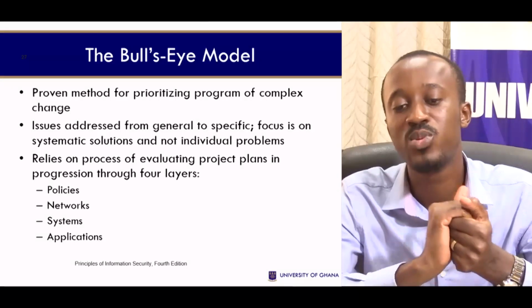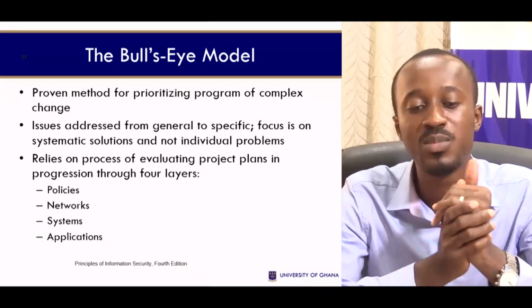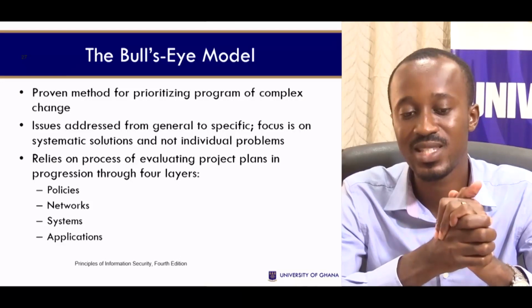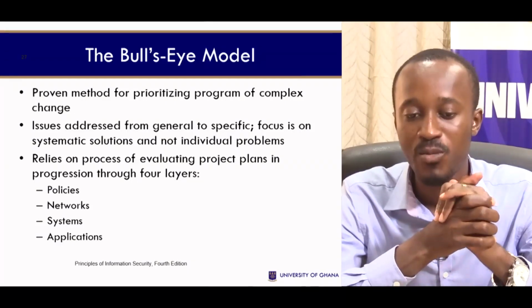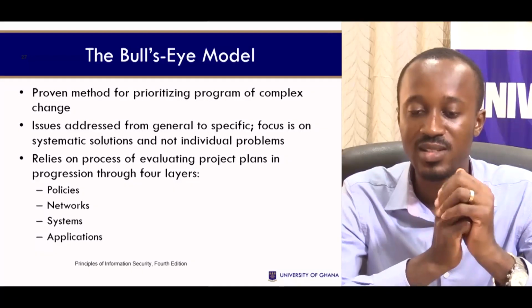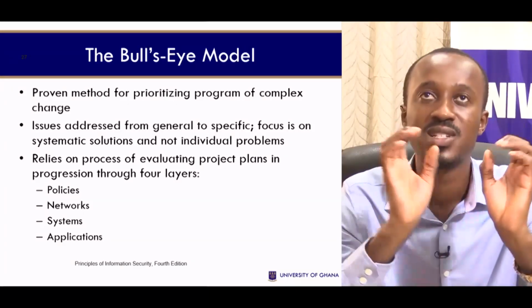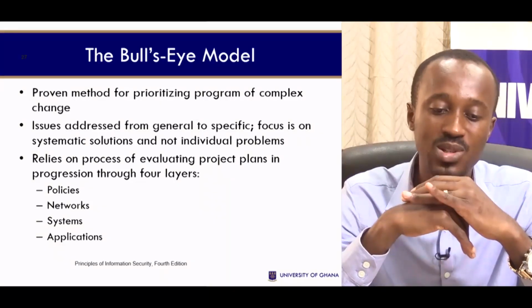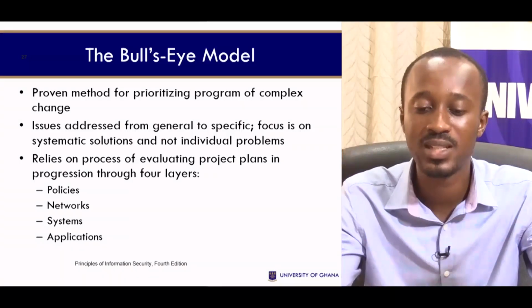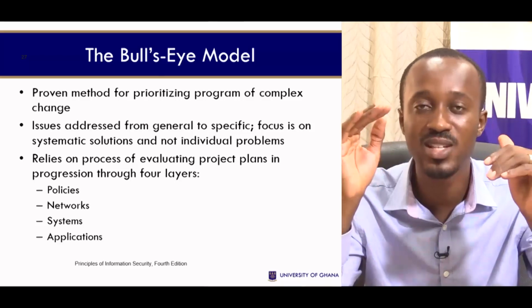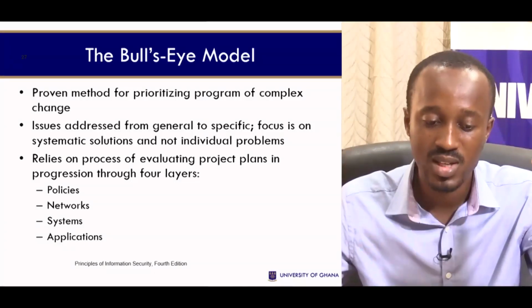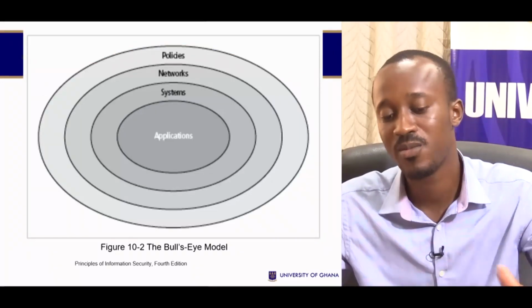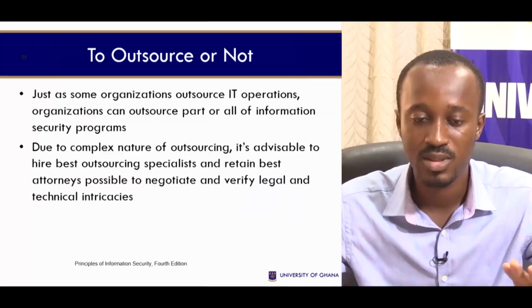We have one known as the bull's-eye model. This method is a proven method for prioritizing a program of complex change. Its issues are addressed from general to specific. Its focus is on systematic solutions and not individual problems. Then it relies on the process of evaluating the project plan in progression through 4 layers. It does that through policies, through networks, through systems, and through applications. So this is a figure of how the bull's-eye model looks.